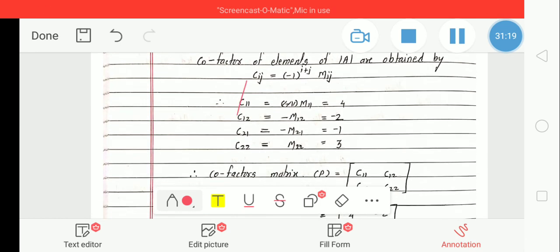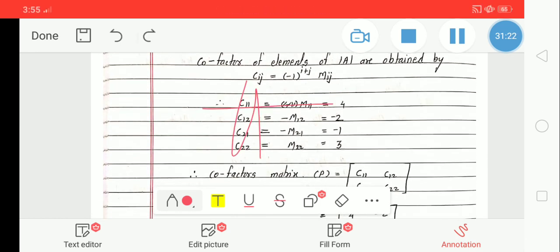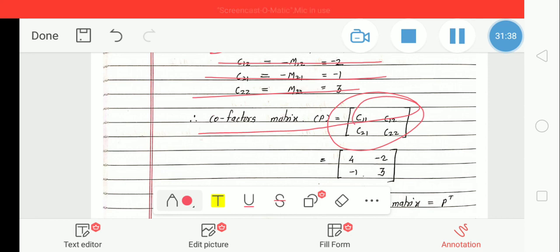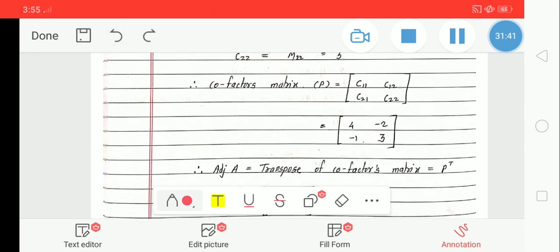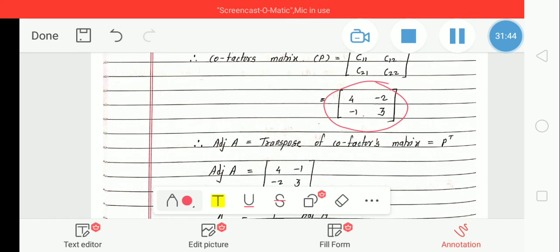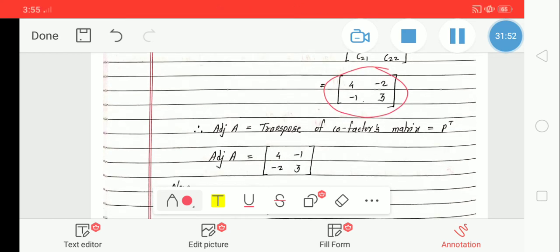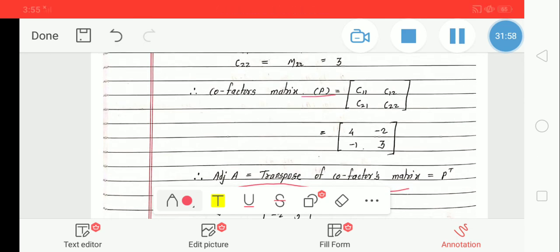How do we find the cofactor? We use the formula Cij is equal to (-1)^(i+j) Mij. These are C11, C12, C21, C22, and the cofactor matrix is P. So the cofactor matrix is this. We can take a transpose of P, and we get the adjoint of A. So the adjoint of A is the transpose of the cofactor matrix P.